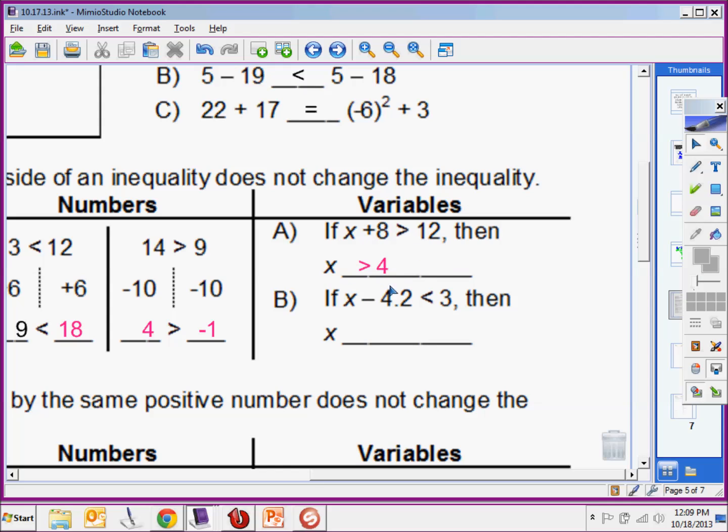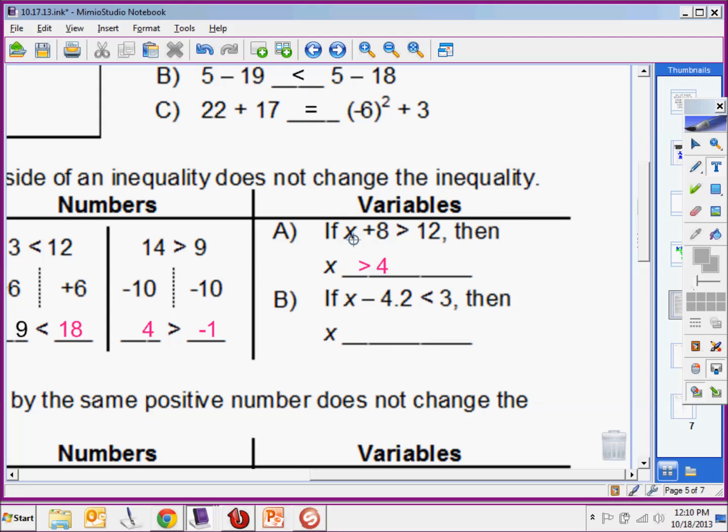Exactly. I want this to be true, so if I put in 4, that makes it equal, right? Well, I want it to be greater, so the only way to make it greater is to put in numbers that are greater than 4. How can I maintain this as a true statement? X has to be greater. But what if X is negative 2? Then that means it's a false statement.